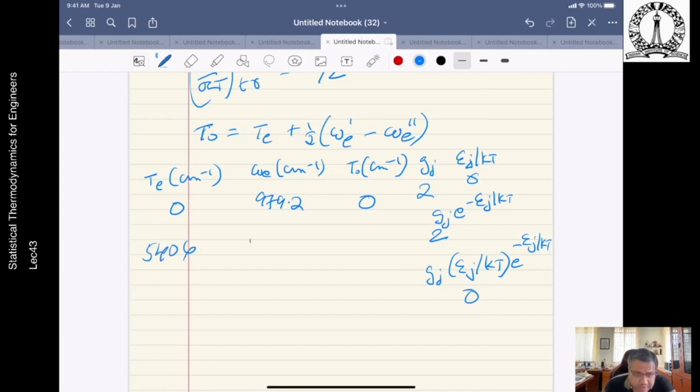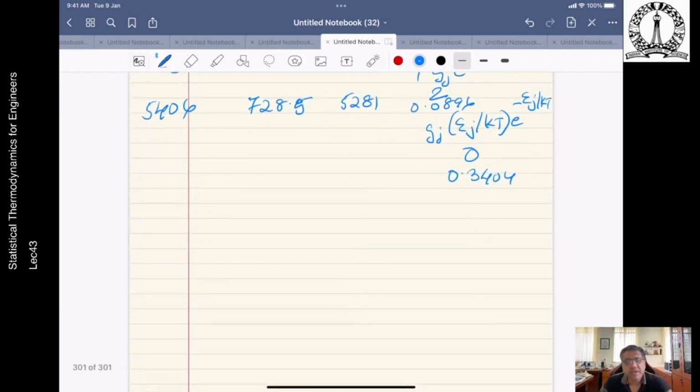So now you convert this. This is 728.8. T naught now will be equal to 5281. Gj, on the other hand, is 4. Okay, this EJ by KT is 3.799. Then Gj into this is 0.0896. And lastly, this will be 0.3404.